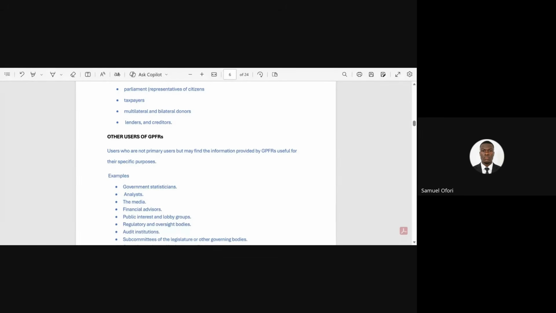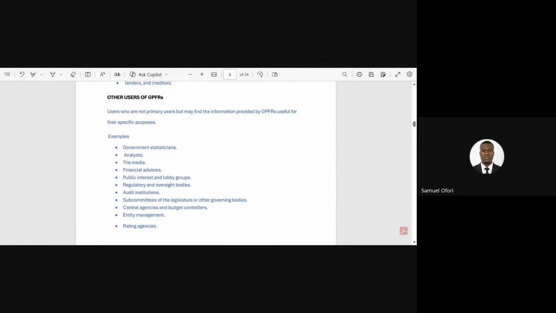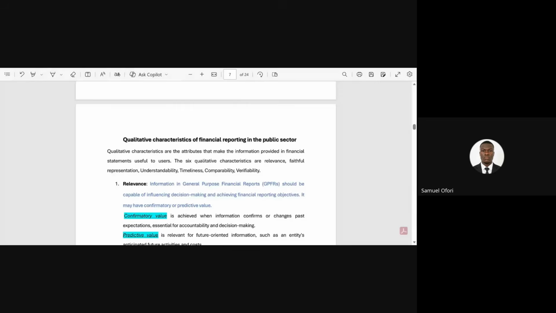Okay, the media for discussions. The media also, financial advisors for their own sake. So these are the other users of the general purpose financial statement. So please pay attention to the primary and the other users of the general purpose financial statement, as it's very key for exams. Please go and check the past questions, you will see that these are the questions they have been bringing in the exams. So let's move on. There are more. Just go and look at them. Okay, the other users of financial statements.